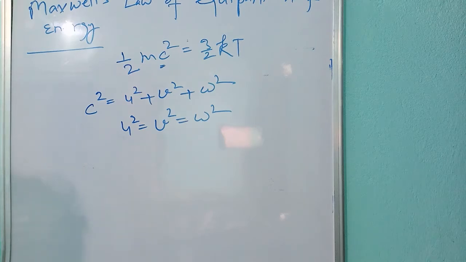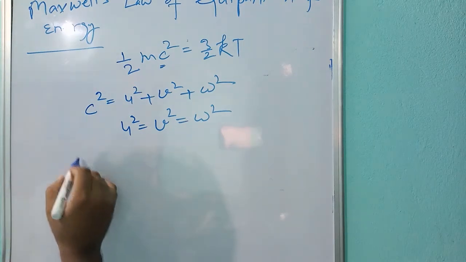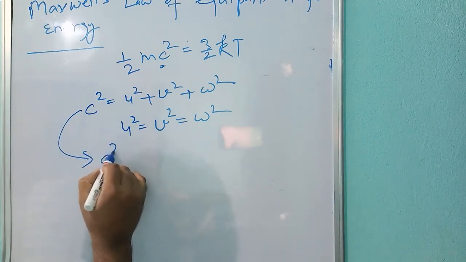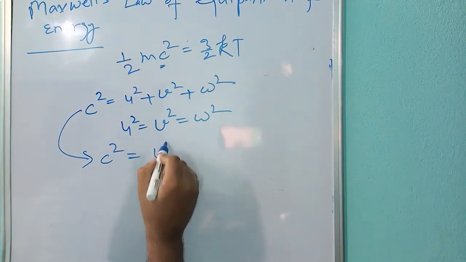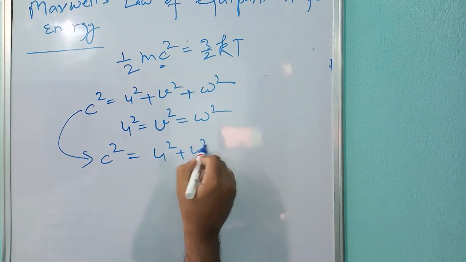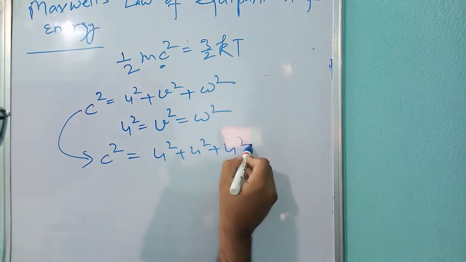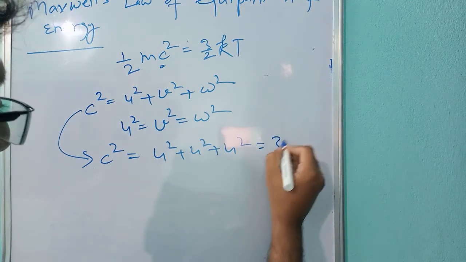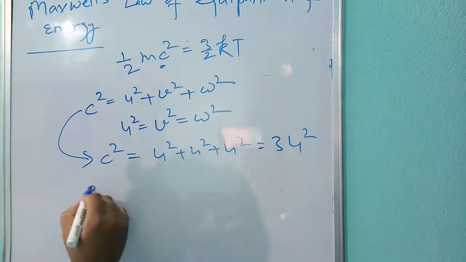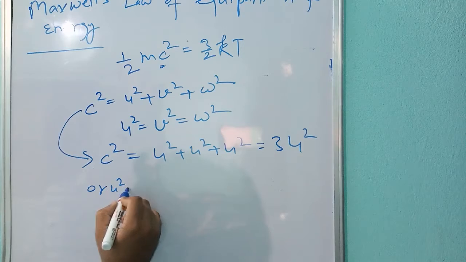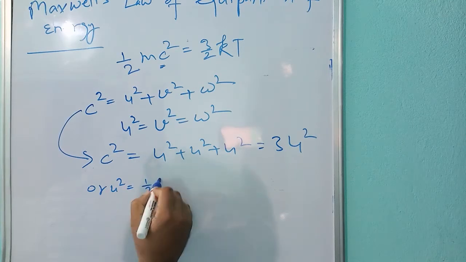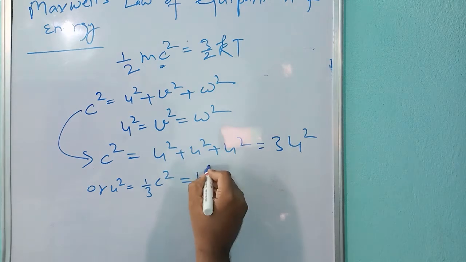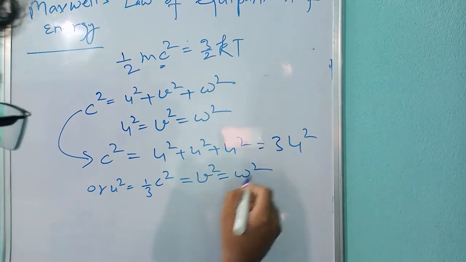So since the axes are equal, this means that from this equation c square will be equal to u square plus u square plus u square, because all are equal, so every place I am putting u square. So here it will be equal to 3u square, or u square is equal to 1 by 3 c square, and it must be equal to v square is equal to w square.